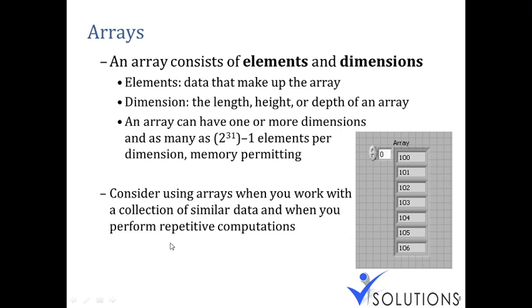When I talk about an array, there are two things you have to look into, the components of an array. Number one is elements and number two is dimension, right? Elements are the data that make up your array, the data that are in the array. And dimension is the length or the size of an array, right? So usually we say 1 dimensional, 2 dimensional, 3 dimensional. That is basically what an array is.